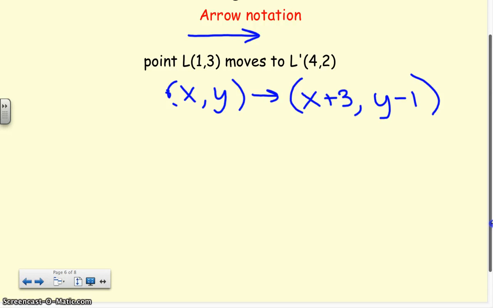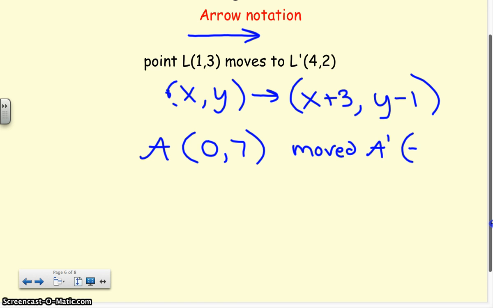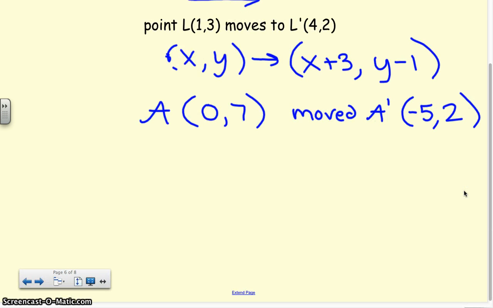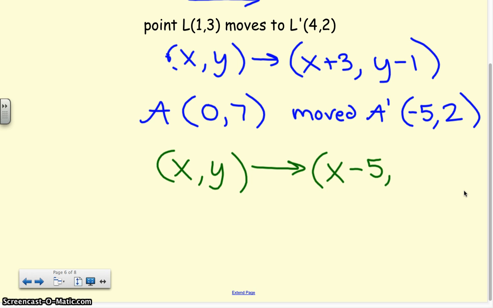Now I want you to describe this translation. Let's say that I started at point A, which is 0, 7, and I moved to A prime, which was -5, 2. Describe to me with arrow notation, how did I translate? Alright, I started with the point x, y. My x, y just happened to be 0, 7. What did I do to x to get -5? What did I do to y to get 2? y - 5. That is my translation.